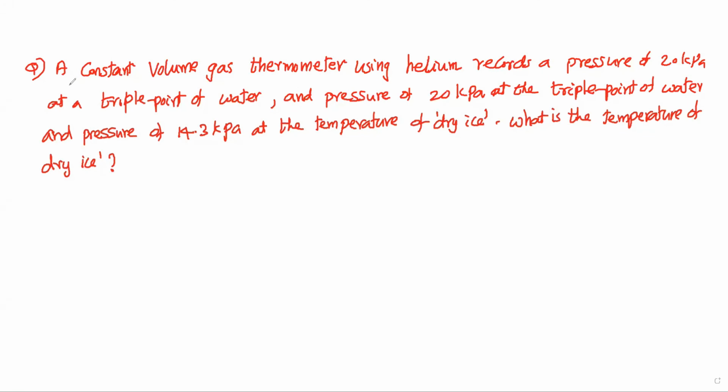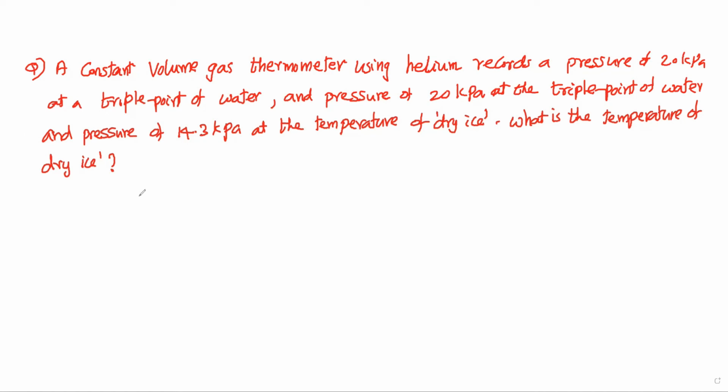Repeating. A constant volume gas thermometer using helium records a pressure of 20 kilopascal at the triple point of water and a pressure of 14.3 kilopascals at the temperature of dry ice. What is the temperature of dry ice? Now we need to understand what is the triple point of water.